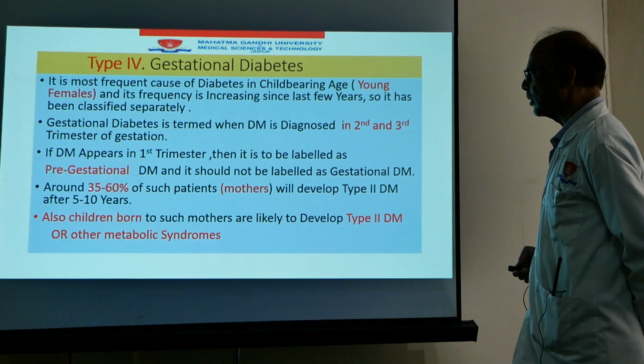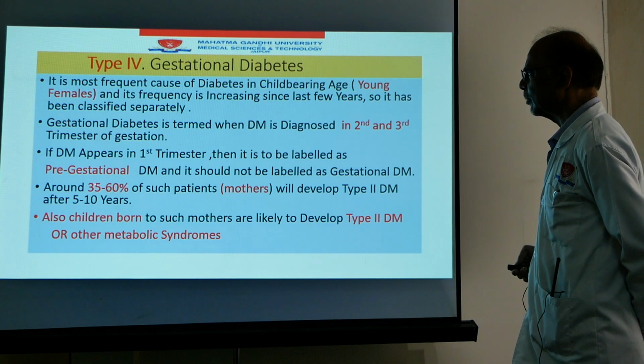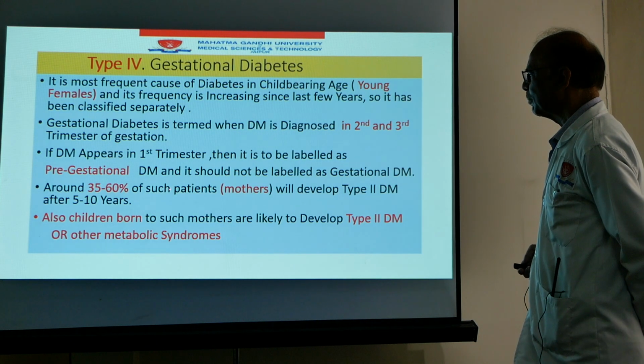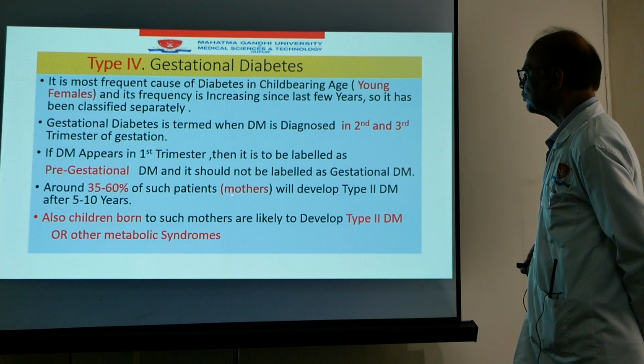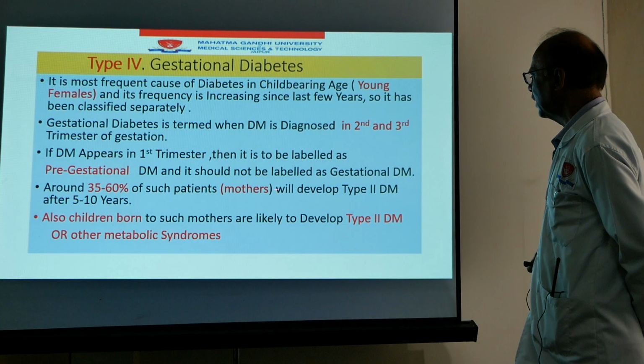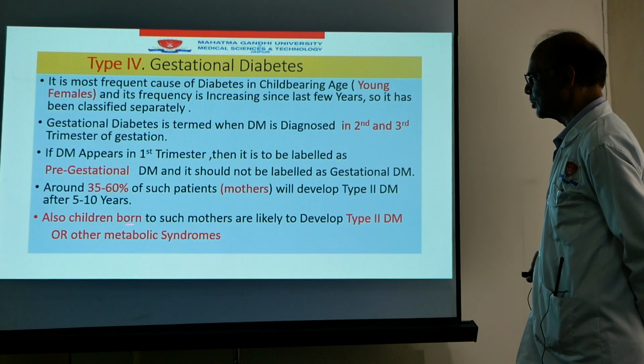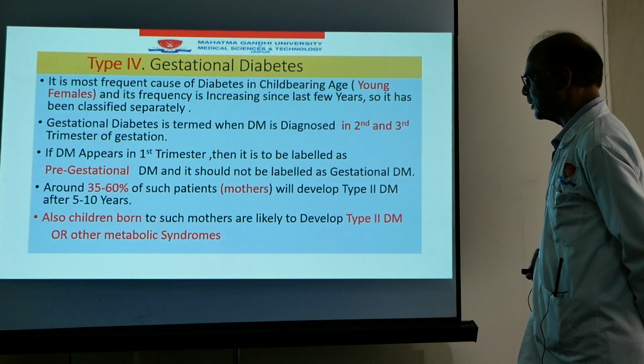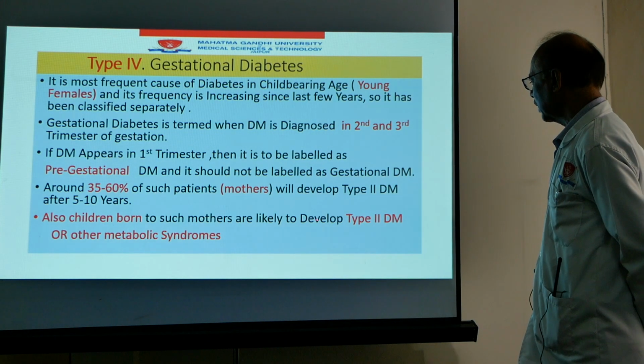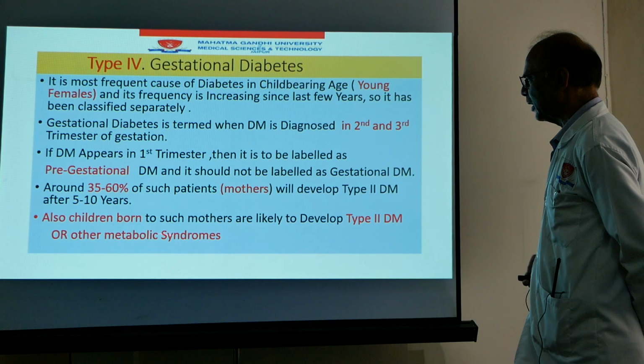35 to 60% of ladies who suffer from diabetes mellitus in pregnancy may develop full-blown diabetes mellitus in later age. And also children born to gestational diabetes mothers are likely to develop type 2 diabetes mellitus or other metabolic syndromes at a later age.